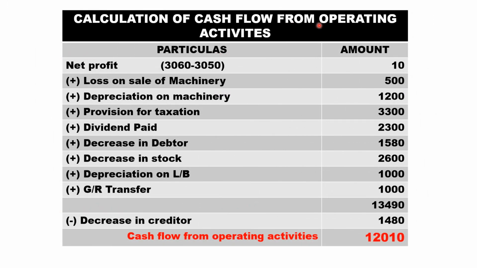This is called cash flow from operating activity. Net profit 3,060 minus 3,050, you get 10 rupees: current year profit minus last year profit. Add loss on sale of machinery, add depreciation on machinery, add taxation provision, add dividend paid, add decrease in debtor, add decrease in stock, add depreciation on land and building 1,000: last year 20,000, current year 19,000 given in the balance sheet. No adjustment, so we treat that decrease of 1,000 as depreciation. Add GR transfer. So you get a subtotal of 13,490, less decrease in creditor 1,480. So we get plus 12,010. It's called cash flow from operating activity.